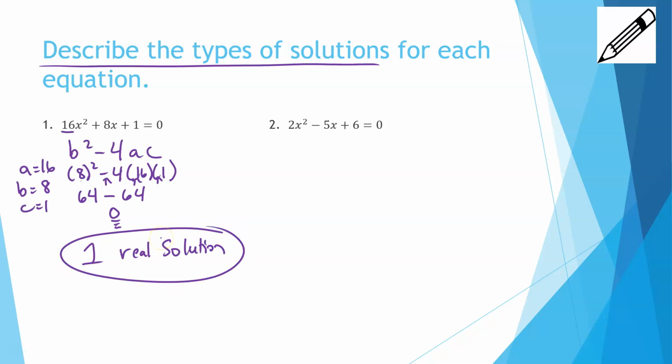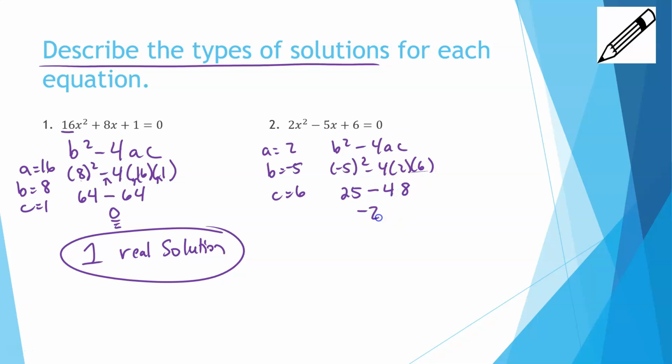Go ahead and pause the video quickly and try number 2 on your own. Hopefully you identified that a is 2, b is negative 5, c was 6. When you plug that into b squared minus 4ac, you should have negative 5 squared minus 4 times 2 times 6. Which gives me positive 25. One negative means minus 48. So I get negative 23. So because the discriminant is negative, this is where I would end up with two non-real solutions.